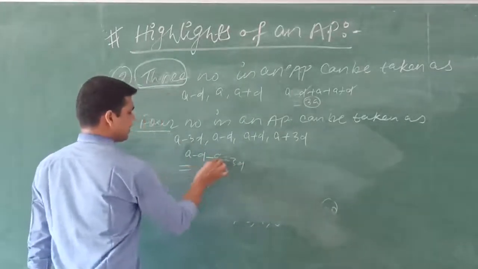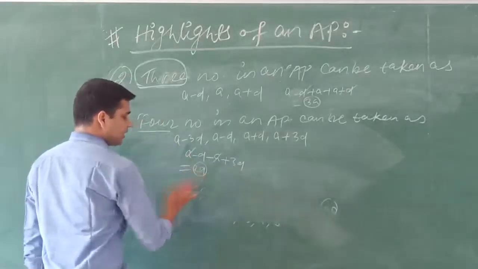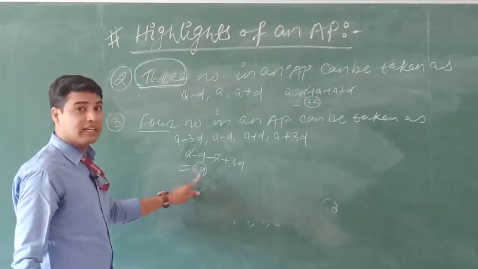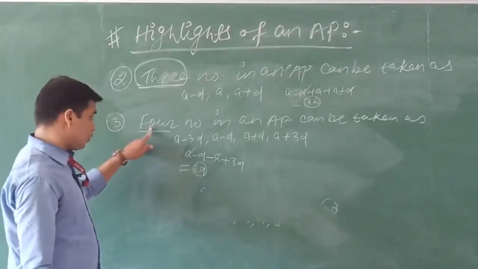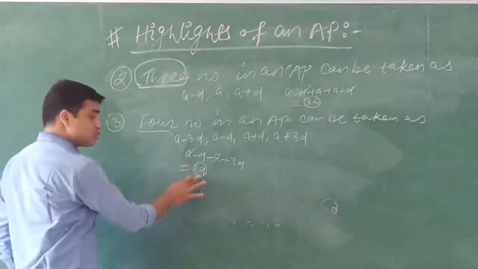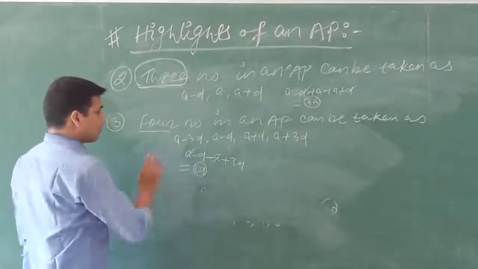If you check the difference, A minus A cancels out, so 3D minus D is 2D. So see this here, we are getting the difference even. If the number is 4, which is even, the terms are even, so the difference should be even. If there are 3 numbers, odd, the difference should be odd. I hope you are getting this.